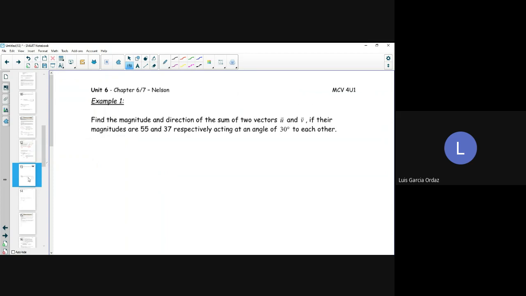So because I'm finding the sum of two vectors, we can assume vector u starts at the tail over here. This would be my vector u. And vector v also starts at that same tail, but goes horizontally. This would be vector v. Now I can draw my parallelogram.